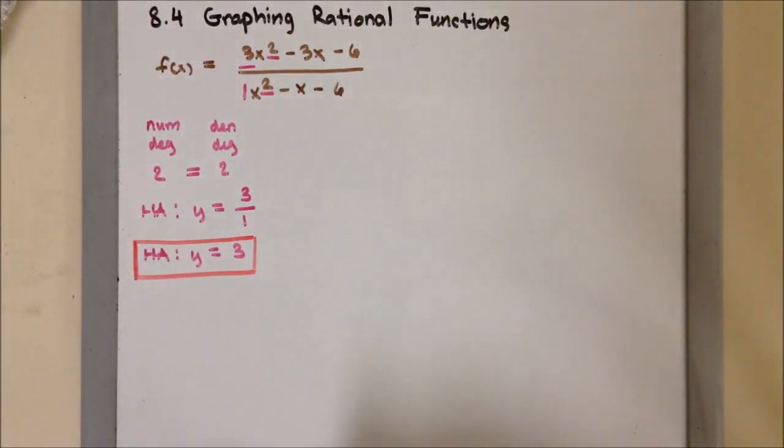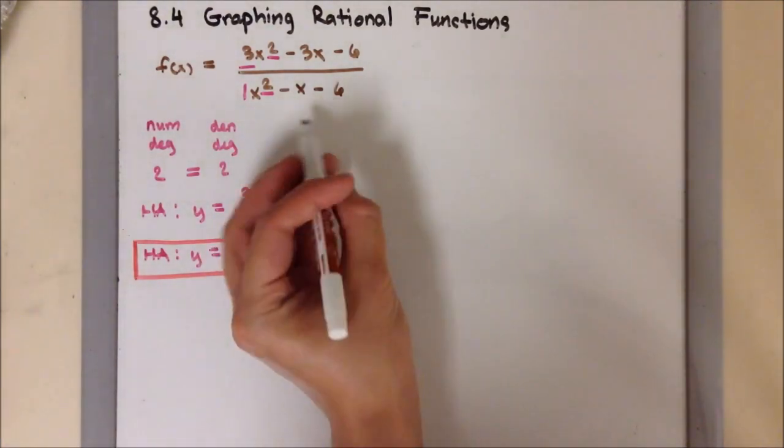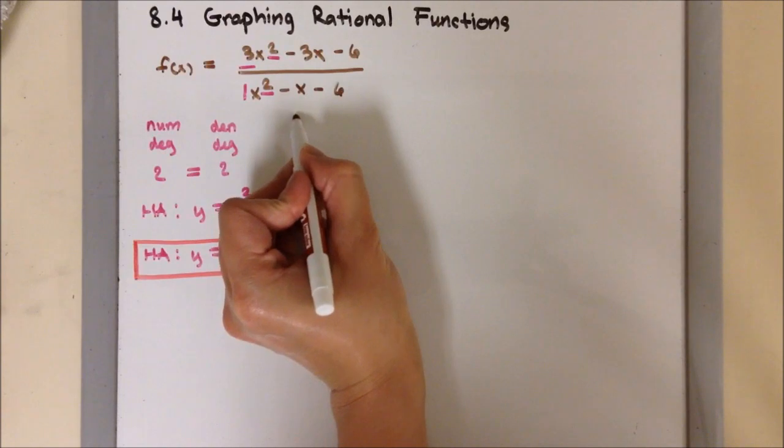Now next, unlike the process in the last example, I'm going to look for the y-intercept. So I'm going to plug in 0 into all the x's of the original problem.